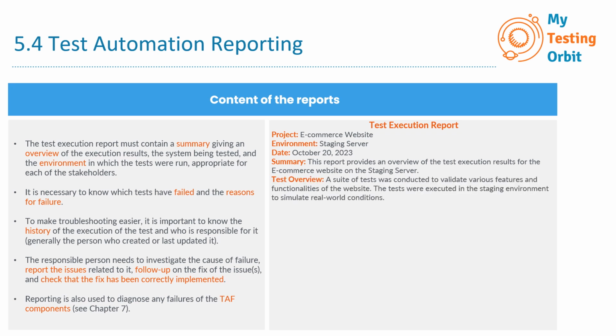Then we have a test overview. A suite of tests was conducted to validate various features and functionalities of the website. The tests were executed in the staging environment to simulate real-world conditions. Then we come to the test results. The first test case was user registration, and the result was passed. Then we have test case 2, product search, which also passed. Test case 3, add to cart, failed.